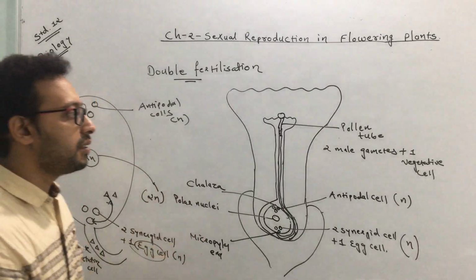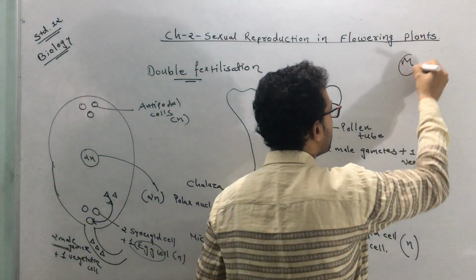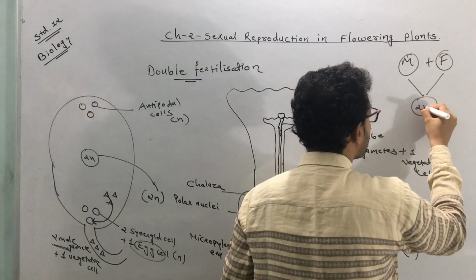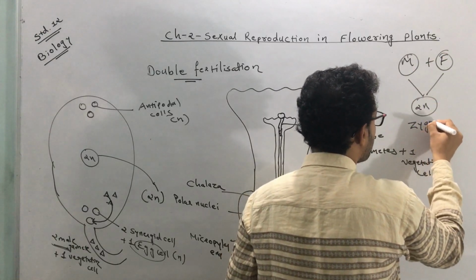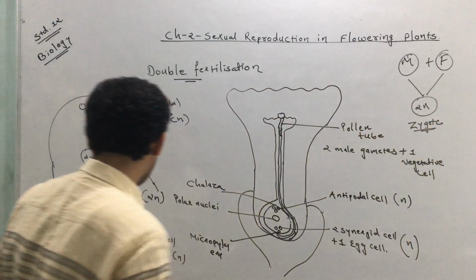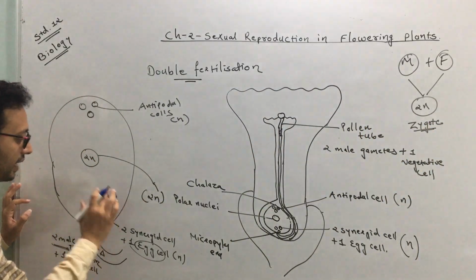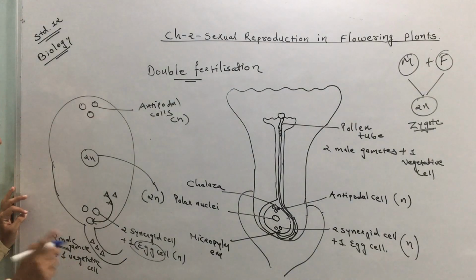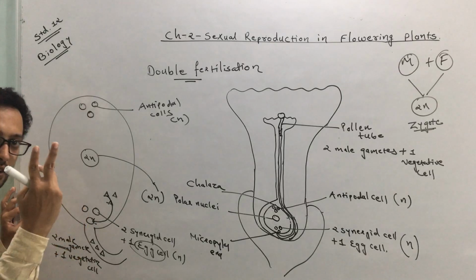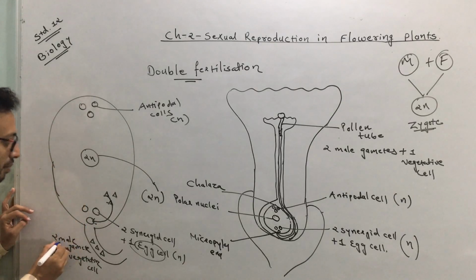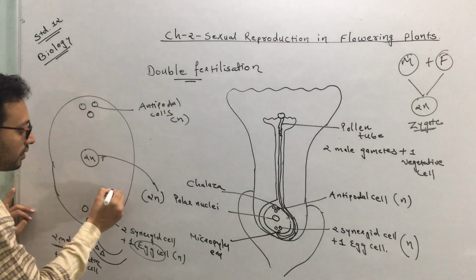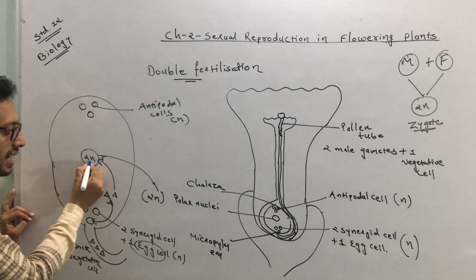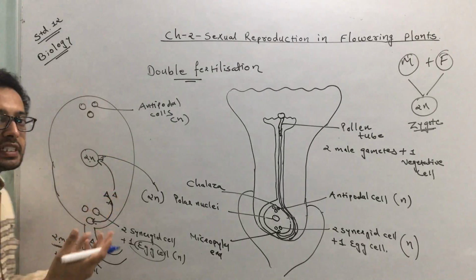Once the male and female gametes fuse together, it forms a zygote. This is fertilization. Now the other male gamete, because we have 2 male gametes, fuses with the polar nuclei. The polar nucleus is 2n diploid, and the other male gamete is haploid.